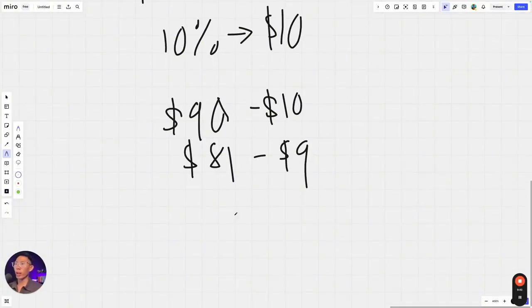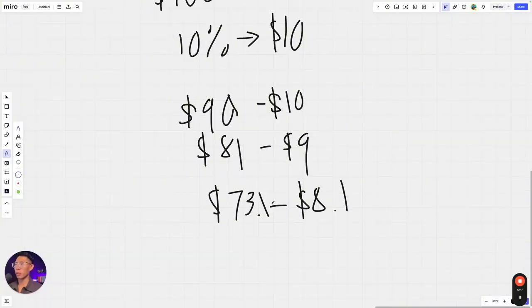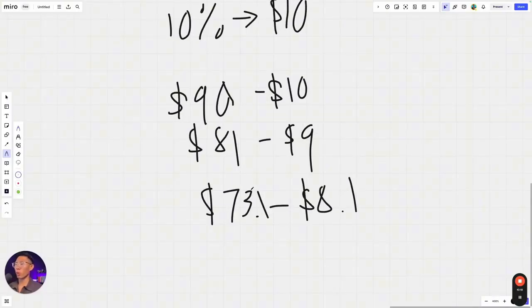This just keeps going and going, where you lose $8.1, and you slowly watch your account shrink. What is this, $8.1, $81? I can't do math. 91.83. Oh my god, my mind literally can't think. It's been so long since I did math, bro. $73.1. Oh my god, it took me so long to do this basic math.